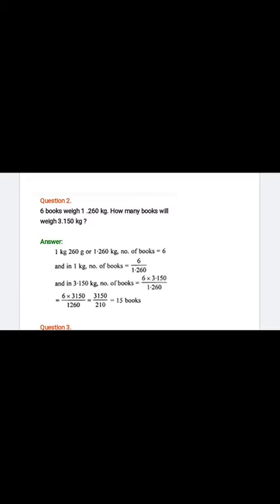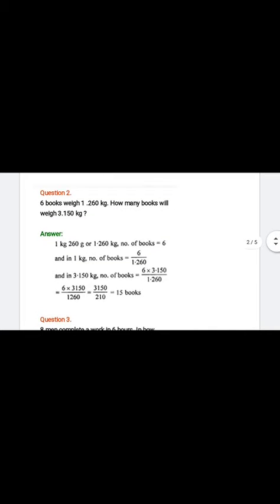And in 3.150 kg the number of books will be 6 upon 1260 multiplied by 3.150 kg. So this much amount of books will be there. Do this multiplication, shift the decimal point. The decimal point will disappear because 3 decimals are there. So it will be 6 into 3150 upon 1260. Do this multiplication, it will be 3150 upon 210.